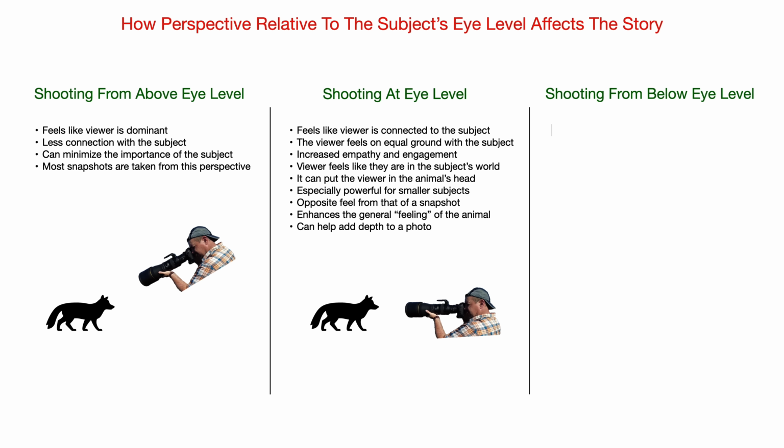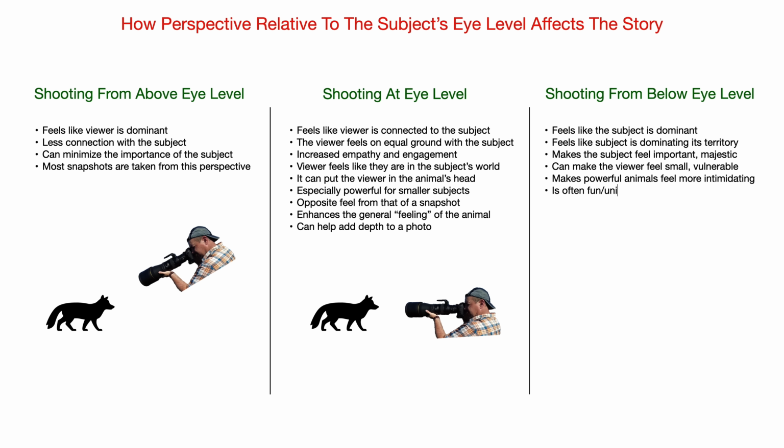Number three, below the subject's eye level. This is often a very powerful tool as well, but it takes the right subject. When the viewer position is lower than the subject's eye level, the subject feels like it's dominating the viewer or even the territory. It can make the subject seem powerful, majestic, and in charge of his domain, and can make the viewer feel more vulnerable and sometimes a little bit out of control depending on the shot.